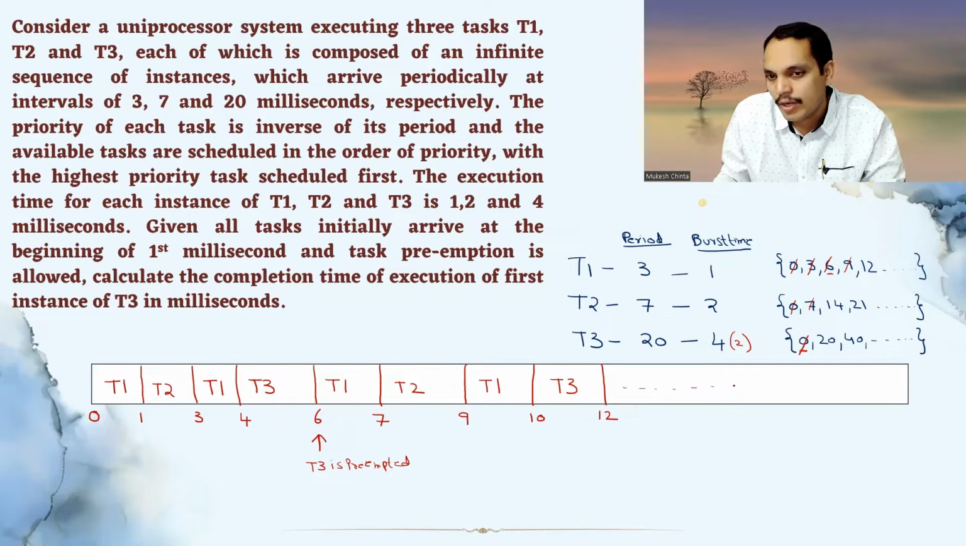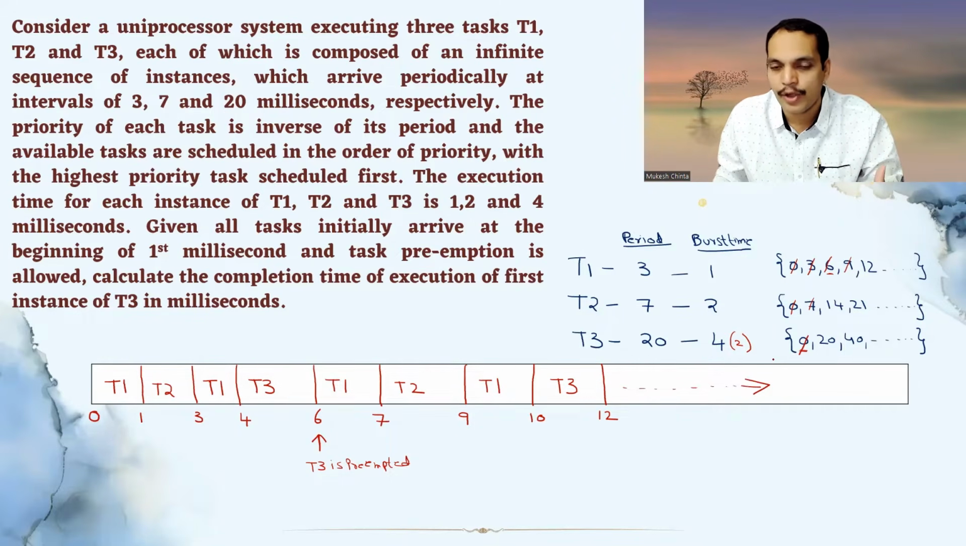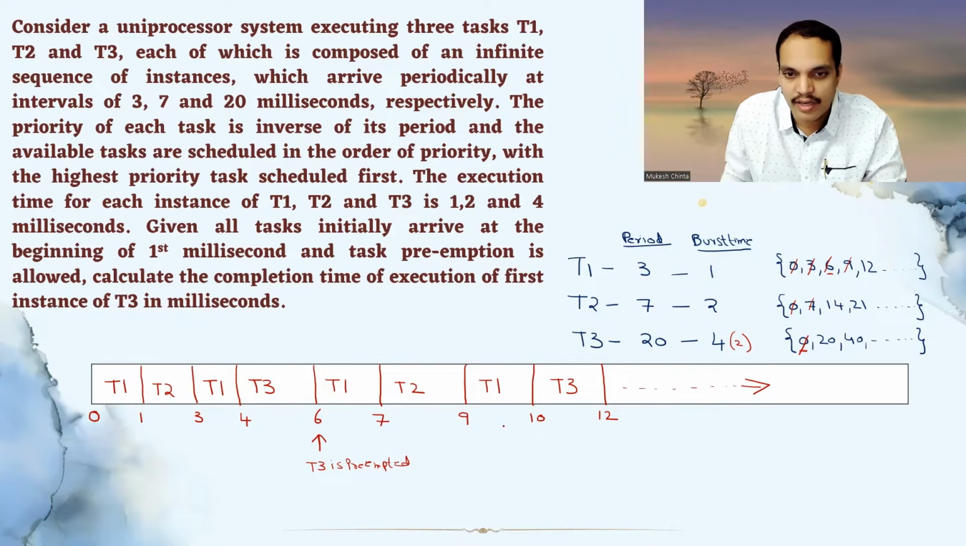This particular one keeps on continuing, as all these 3 are periodic tasks. The answer for this is: T3 completes its execution at 12 milliseconds.